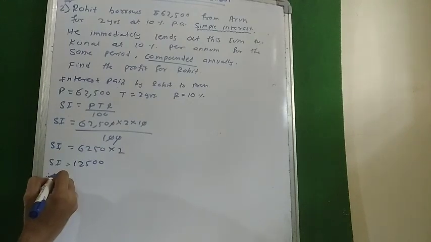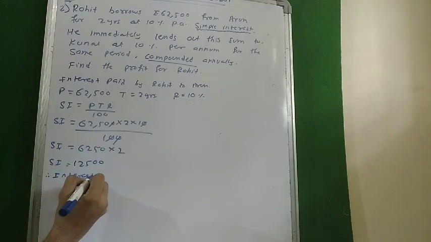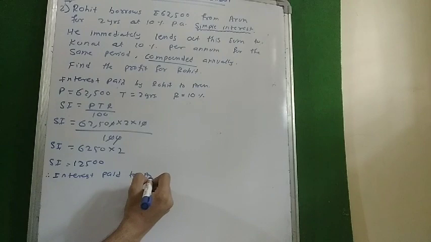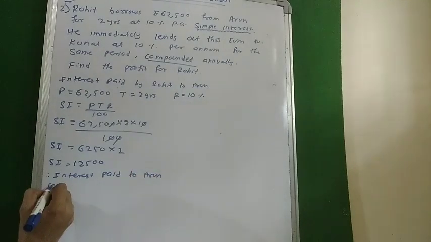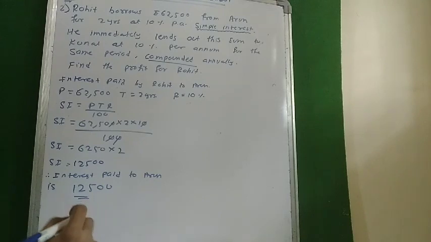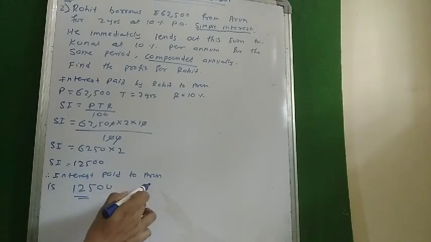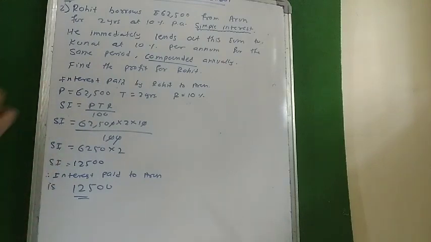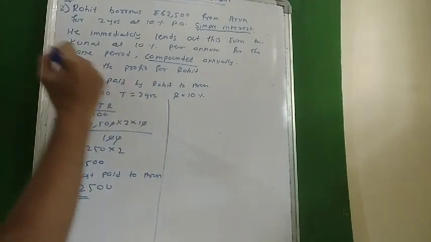Therefore, interest paid to Arun is 12,500. Okay, so interest paid to Arun. Who is going to pay the interest? Rohit is going to pay the interest because Rohit has borrowed the money. Now let's see how much Rohit has collected from Kunal, because he has lent the same money to Kunal.